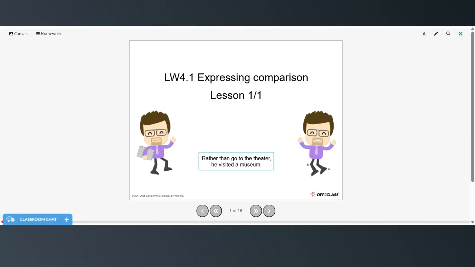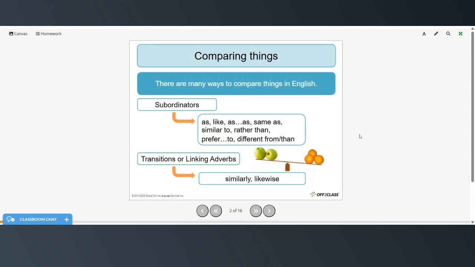This is a B1 level grammar lesson. We're continuing to talk about linking words, and today we're going to be discussing using linking words to express comparison. So there are many ways to compare things in English. We can use subordinators such as like, same as, similar to, rather than, prefer to, different from, or different than, or transitions or linking adverbs such as similarly or likewise.